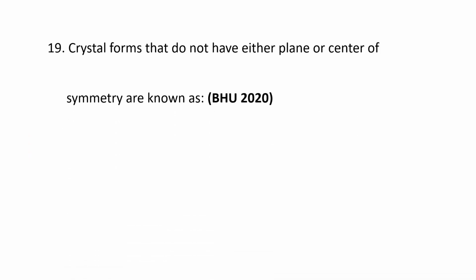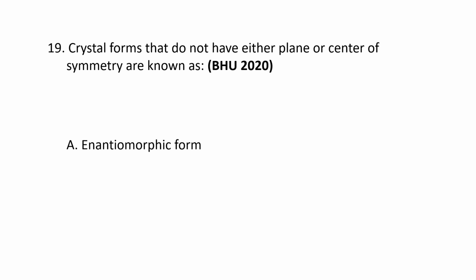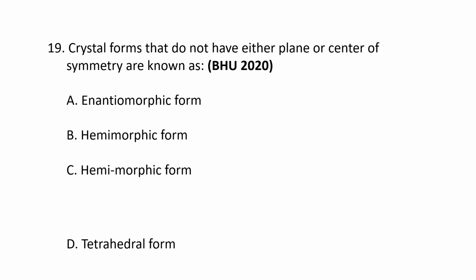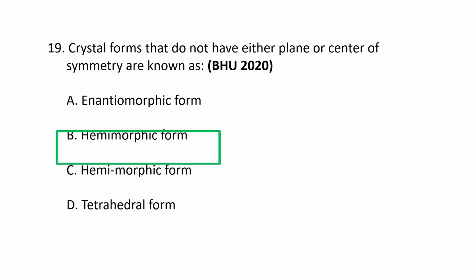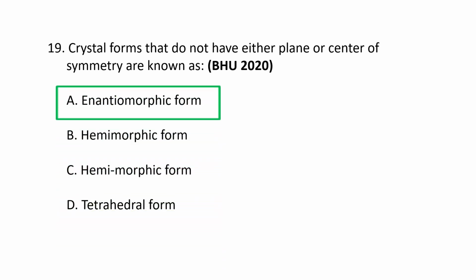Kyanite. Next question. Crystal forms that do not have either plane or center of symmetry are known as A. Enantiomorphic form, B. Hemimorphic, C. Hemimorphic form, and D. Tetrahedral form. So the correct option goes as A. Enantiomorphic form. Crystal forms which lack both a plane and a center of symmetry are classified as chiral. And these forms exhibit enantiomorphism, meaning that they have no superimposable mirror images. In simpler terms, they are asymmetrical and cannot be superimposed on their mirror reflection.